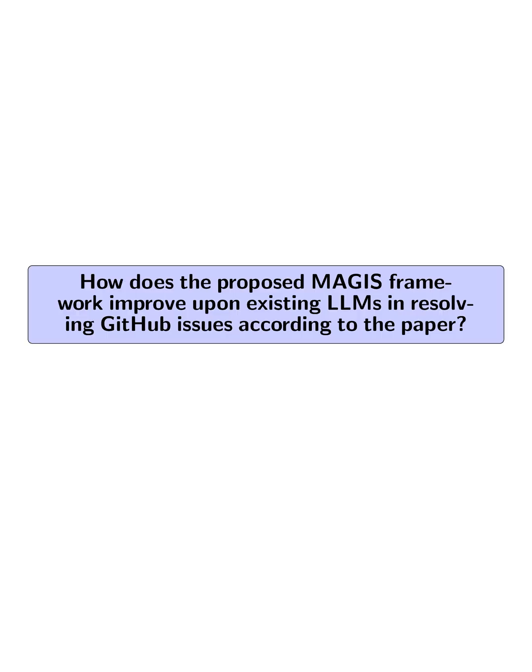How does the proposed MAGIS framework improve upon existing LLMs in resolving GitHub issues, according to the paper?